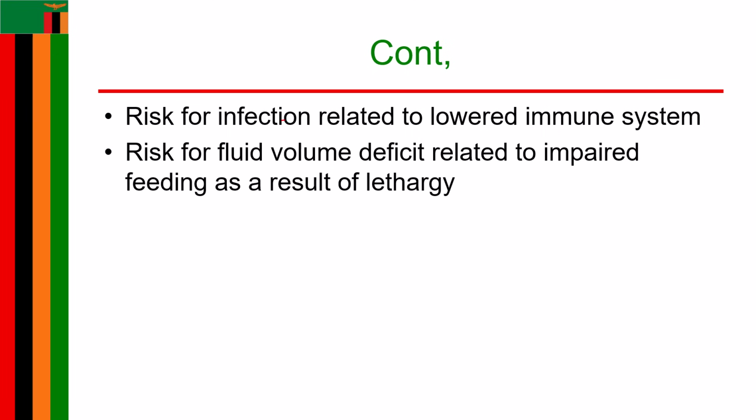The other problems we can see is risk for infection related to lowered immune system, because when the baby is born, their immune system is always low. Our immunity is always strong or fully strong after the age of 21. Hence, we talk about risk for infection. Risk for fluid volume deficit related to impaired feeding as a result of lethargy.